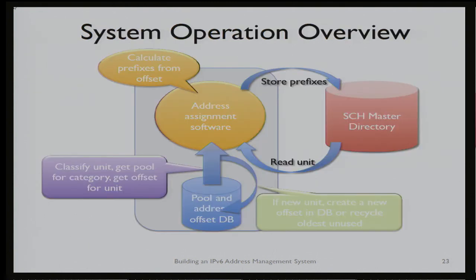So here's the previous slide in more color. The big orange circle on the left is our software. The software reads the units from the directory one by one, also reads the offsets from the pool address offset DB. If there's a new unit, it creates a new offset in the DDB or recycles as necessary, classifies the unit to its category, gets a pool for the category, gets the offset for the unit, and then finally calculates the prefix from the offset. And then stores the result into the pair of directory attributes that I have shown you before.